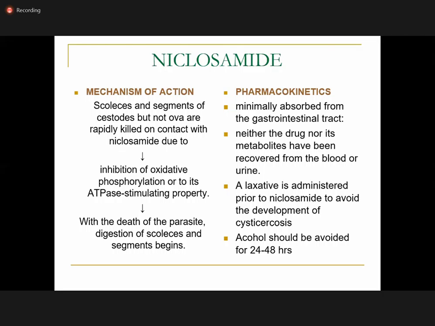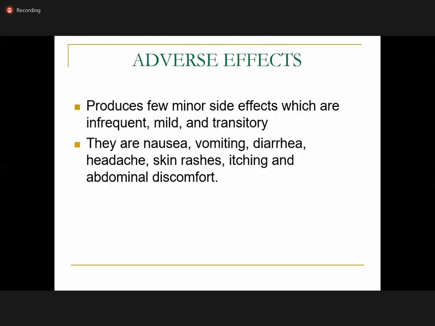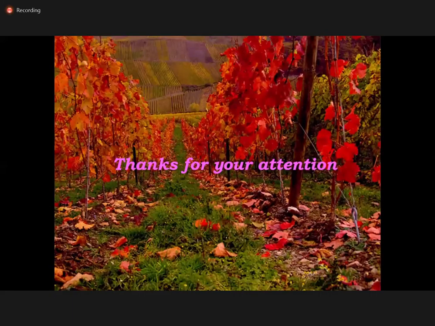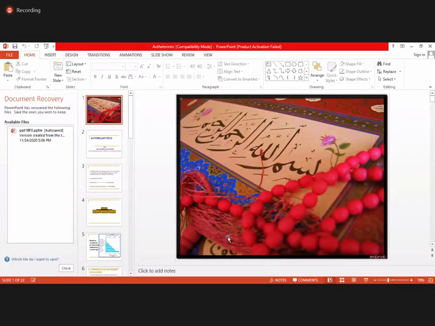Alcohol should be avoided for 24 to 48 hours. Adverse effects: it produces few minor side effects, which are infrequent, mild, and transitory. They are nausea, vomiting, diarrhea, headache, skin rashes, itching, and abdominal discomfort. So this is all about it. I have mentioned the important points related to these anti-helminthic drugs. These are the points that I have discussed with you.